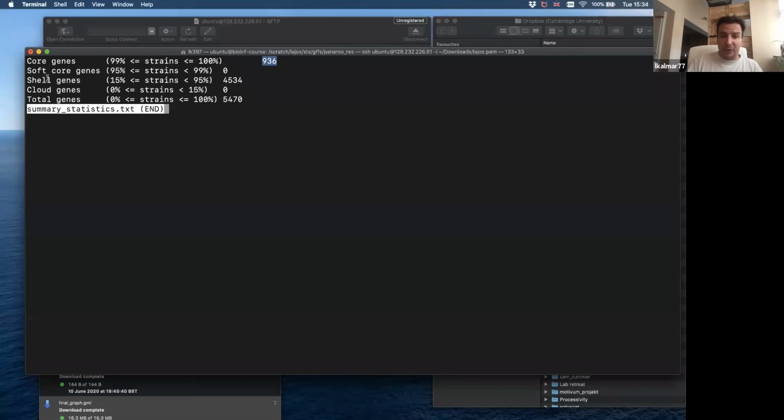But as you can see, there are quite a lot of genes in the shell, which means that these genes are shared between at least 2 isolates. So in our case, if one gene is present in 2 isolates, that's 40% of the total. So it is, of course, between 15 and 95%.